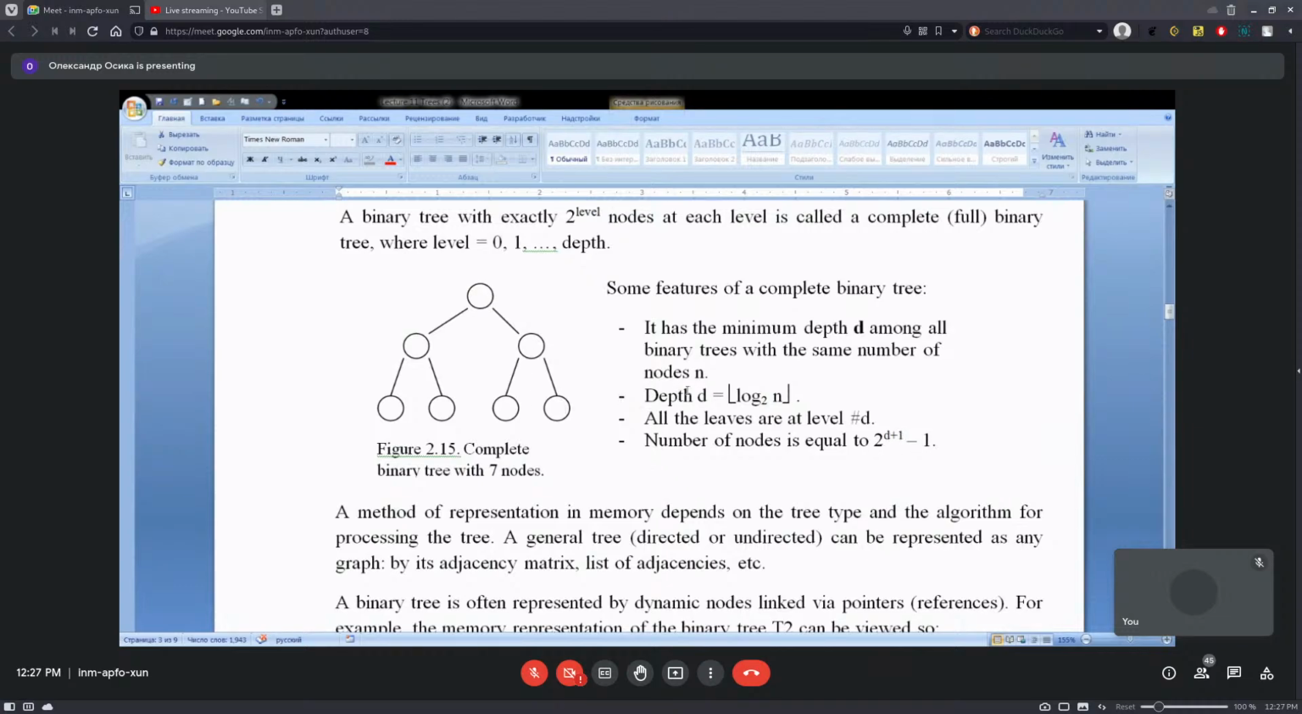We see it's 7. And also, in the complete binary tree, the depth is equal to log base 2 of the number of nodes. Here 7. Log base 2 of 7. Do you know what is it? We know that it is greater than log base 2 of 4 and less than the log base 2 of 8.